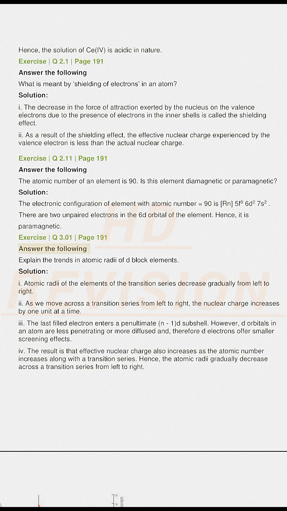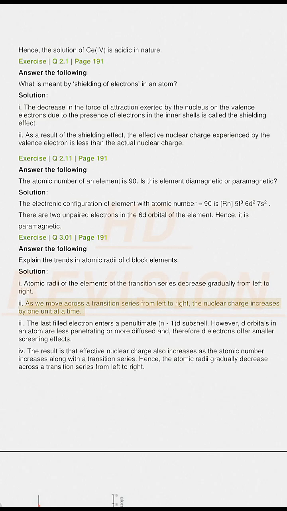Exercise Q3.01, page 191. Answer the following. Explain the trends in atomic radii of d-block elements. Solution. Atomic radii of the elements of the transition series decrease gradually from left to right. As we move across a transition series from left to right, the nuclear charge increases by 1 unit at a time.